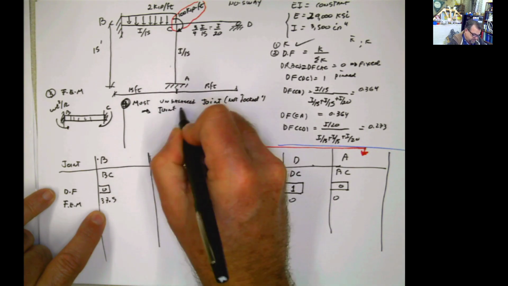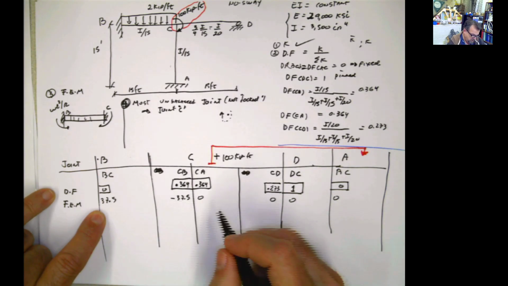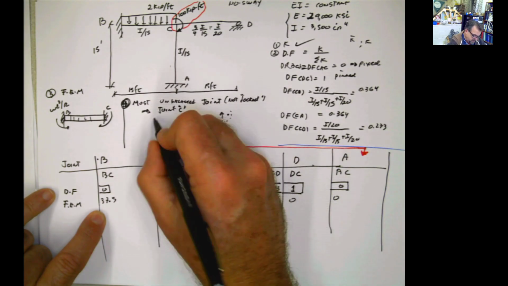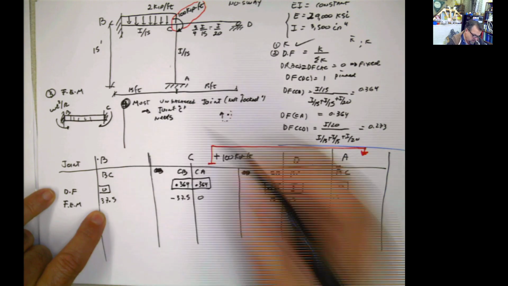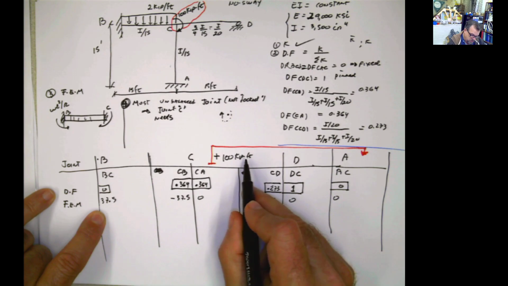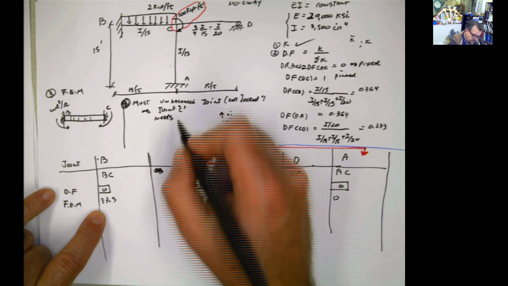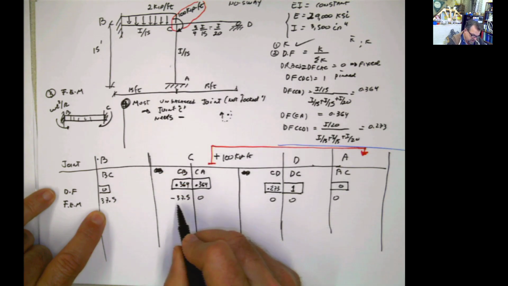Joint C needs to equilibrate or compensate for everything. It needs what? It needs 100, because this belongs to the joint C, and this is negative 37.5. So it needs negative 62.5.